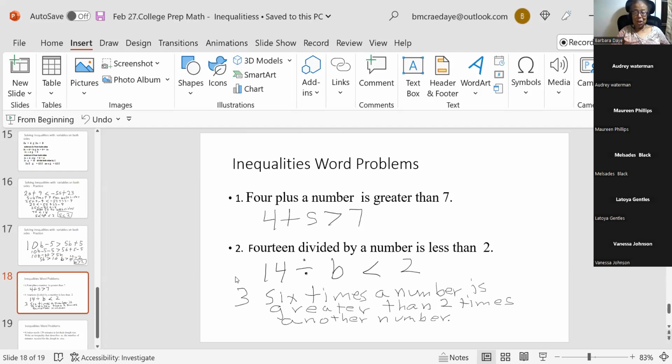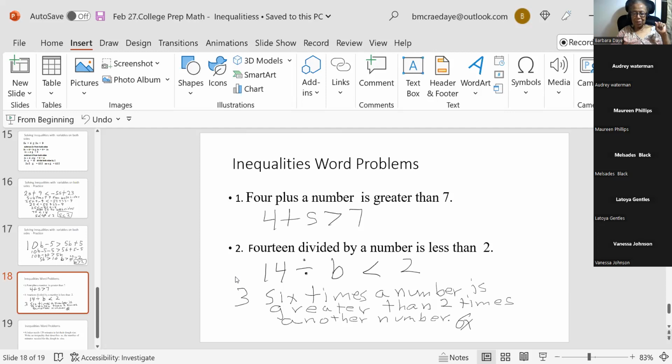So I threw in 2 numbers this time, so you need 2 variables. That's right. Just tell me what to write. Anybody? Mercedes, you want to tell me what to write? 6x. 6x, that's your number. And what do I write next?